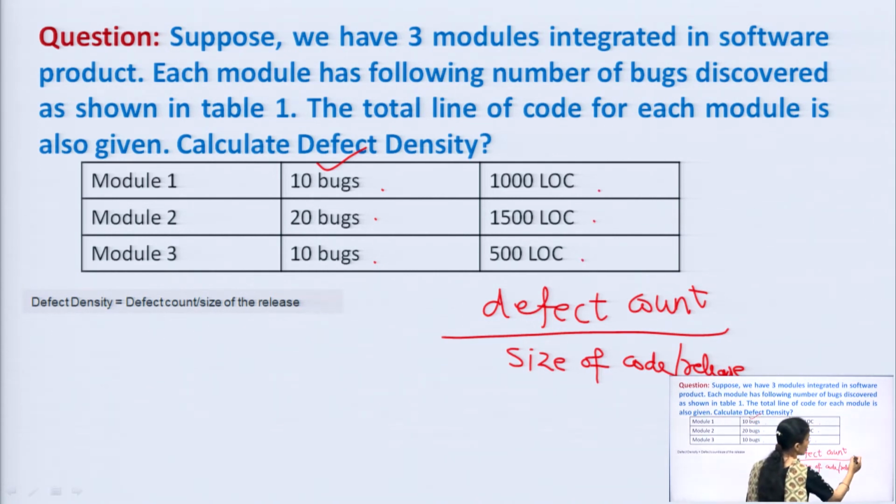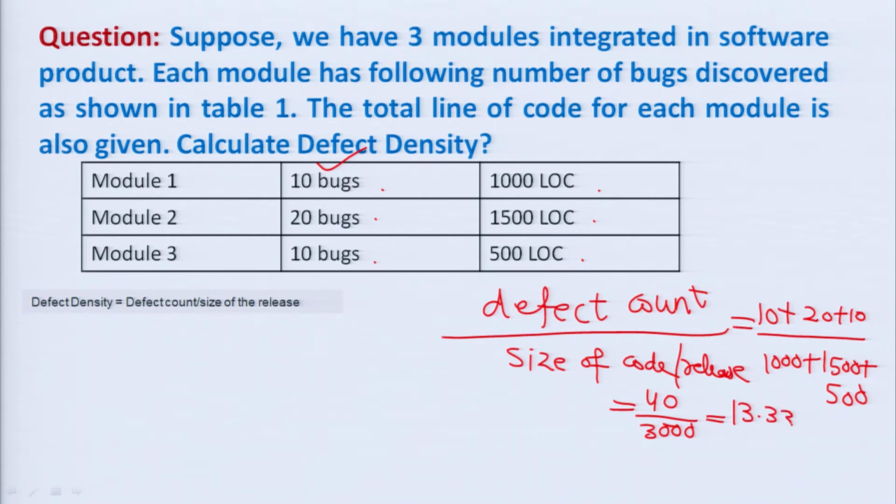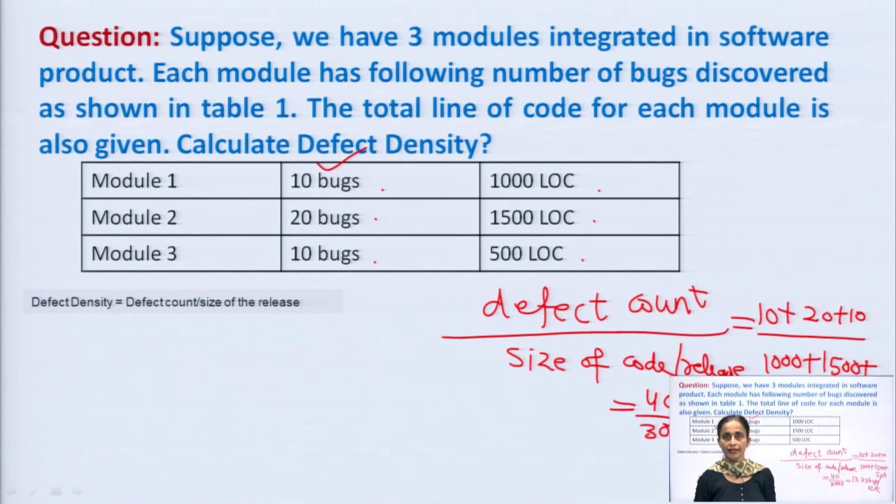So the total defect count for all three modules comes out to be 10 plus 20 plus 10, divided by 1000 plus 1500 plus 500. So it comes out to be 40 upon 3000, that is 13.33 bugs per KLOC. If I write only LOC, it will be 0.01333. This is how we calculate the defect density.